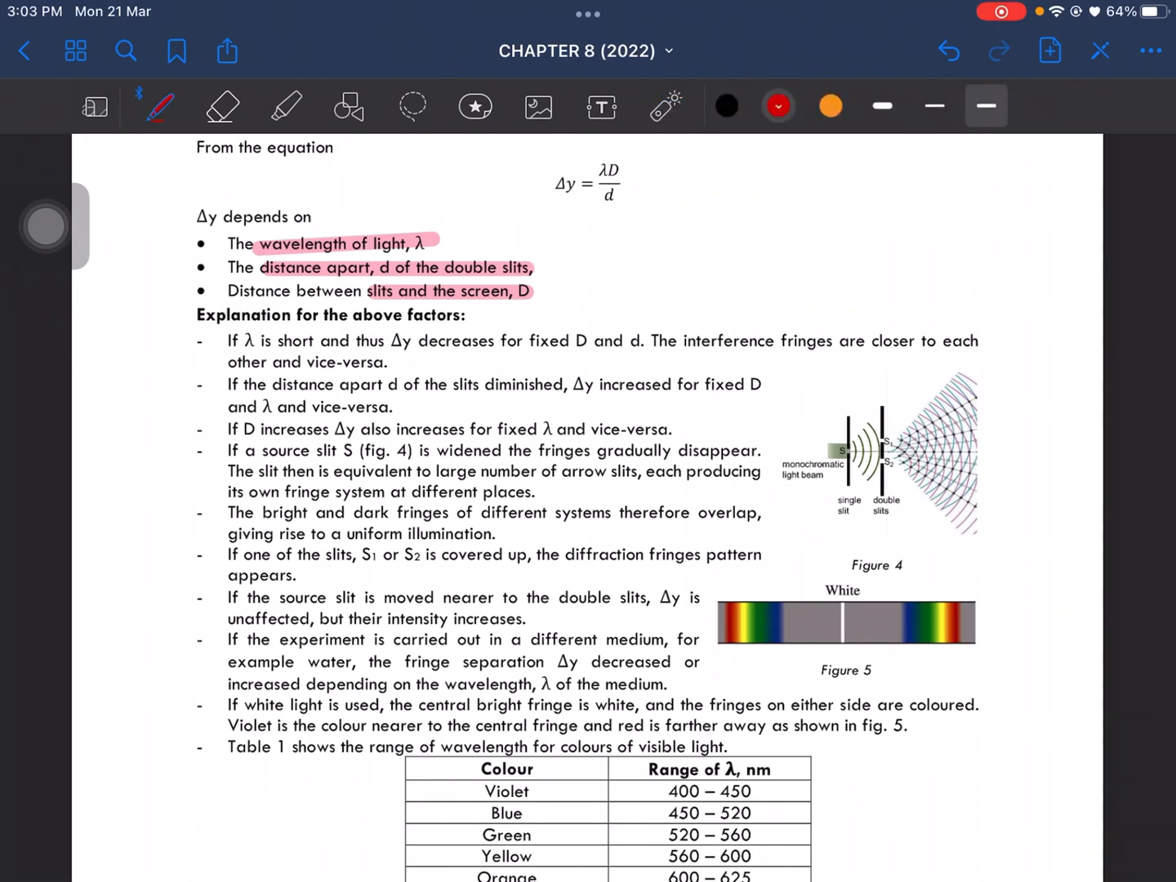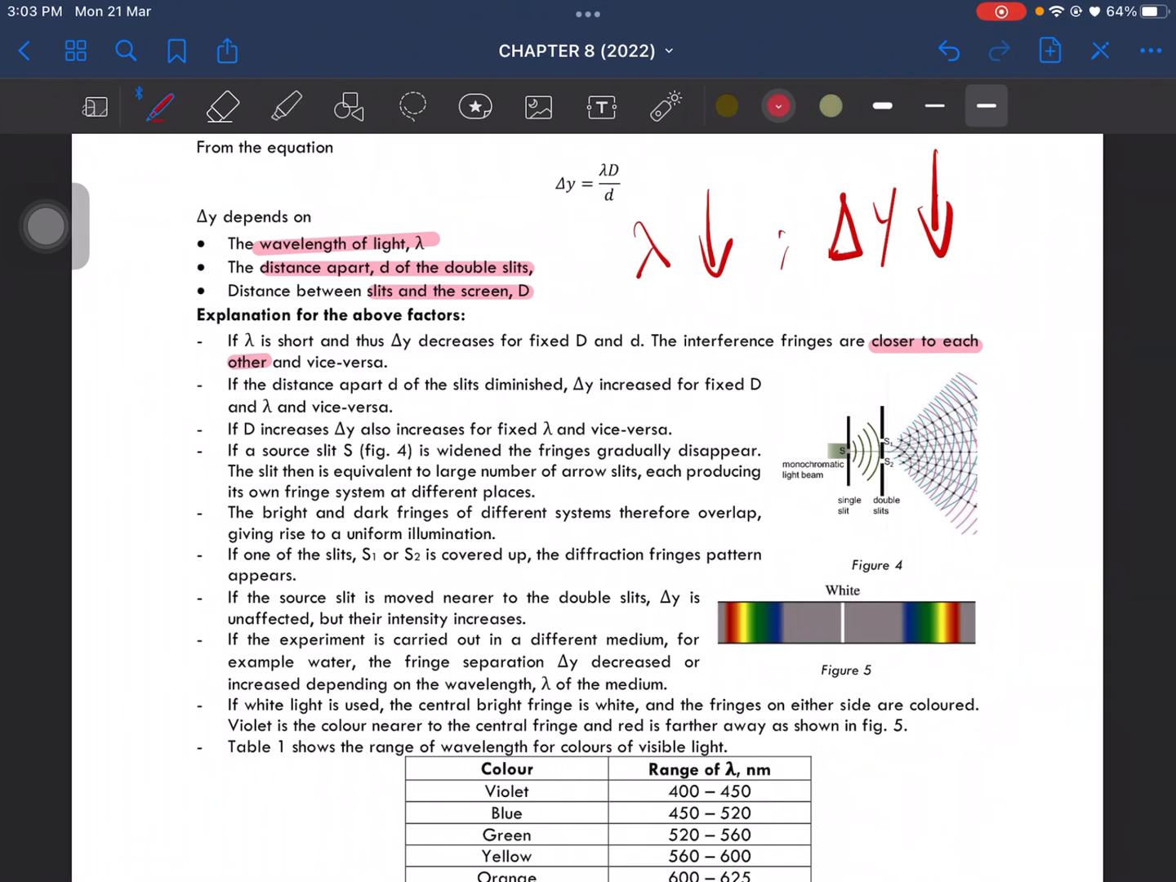So if the wavelength is short, it would cause delta y to decrease if the capital D and small d are constant. Okay, so this would produce fringes that are closer to each other. Okay, so they will be closer to each other.